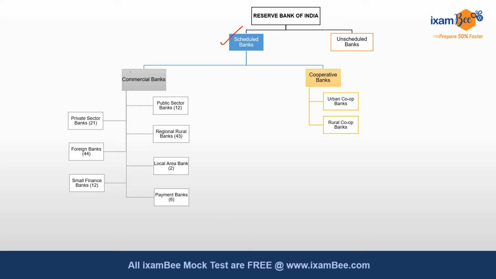In scheduled banks, there are commercial banks and cooperative banks. Commercial banks include public sector banks, private sector banks, regional rural banks, which is a differentiated bank, then foreign banks, then local area bank is another differentiated bank. Then we have small finance bank, which is a differentiated bank, payment bank, which is a differentiated bank. Public sector, private sector, and foreign banks are not differentiated. Then in cooperative banks, we have urban cooperative banks and rural cooperative banks, and another type is unscheduled banks. In the upcoming slides, we will try to understand one by one all these differentiated banks.